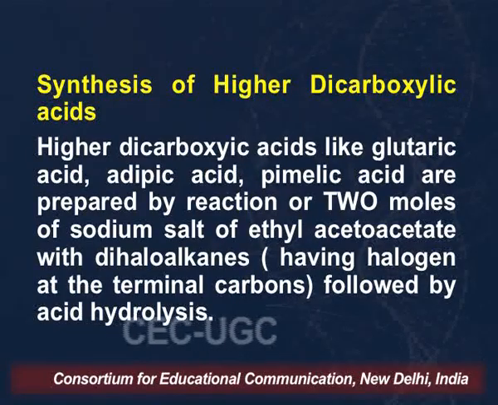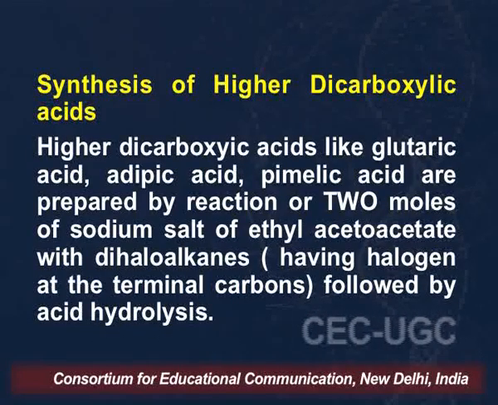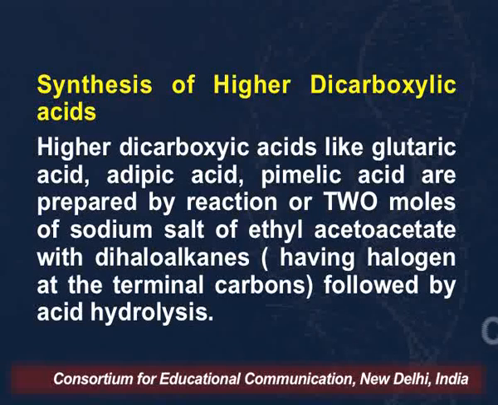Now let us go on to synthesis of higher dicarboxylic acids. When we talk of synthesis of higher dicarboxylic acids like glutaric acid, which is pentane 1,5-dioic acid, adipic acid, which is 1,6-hexane dioic acid, or pimelic acid, which is heptane 1,7-dioic acid, these are prepared when 2 moles of sodium salt of ethyl acetoacetate are treated with dihaloalkanes.